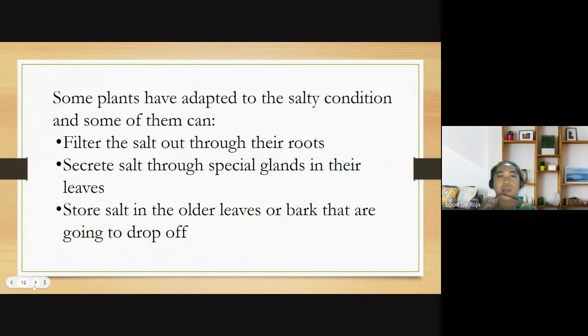Okay, some plants have adapted to the salty condition and some of them can filter the salt out through their roots, secrete salt through special vents in their leaves, and store salt in the older leaves or bark that are going to fall off. So, ganun po yung survival ng mga plants na naandun sa mga place na yon or dun sa mga salty condition.